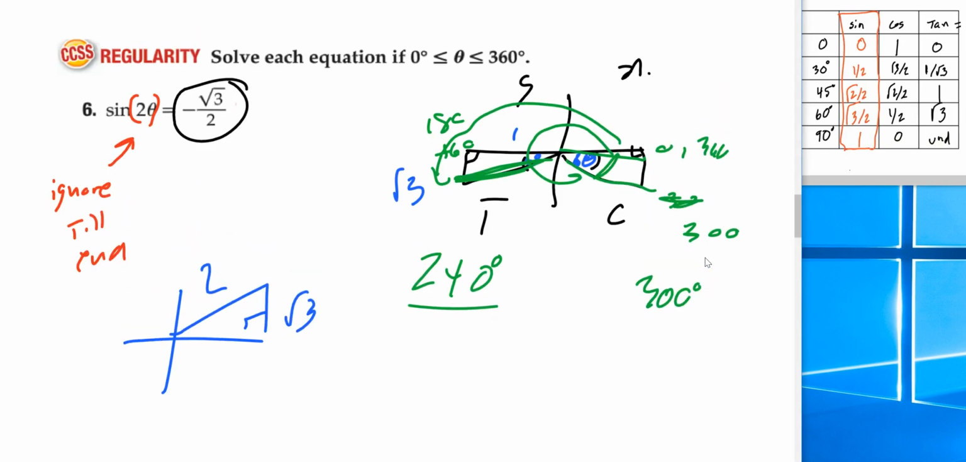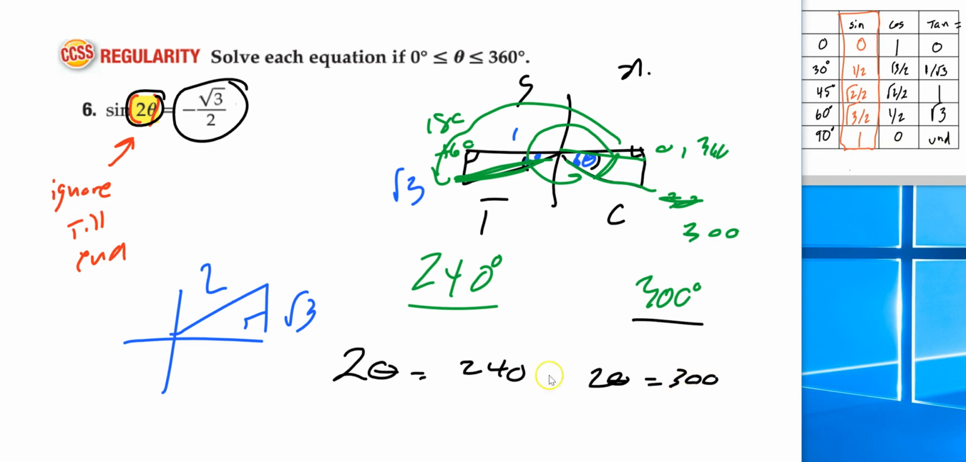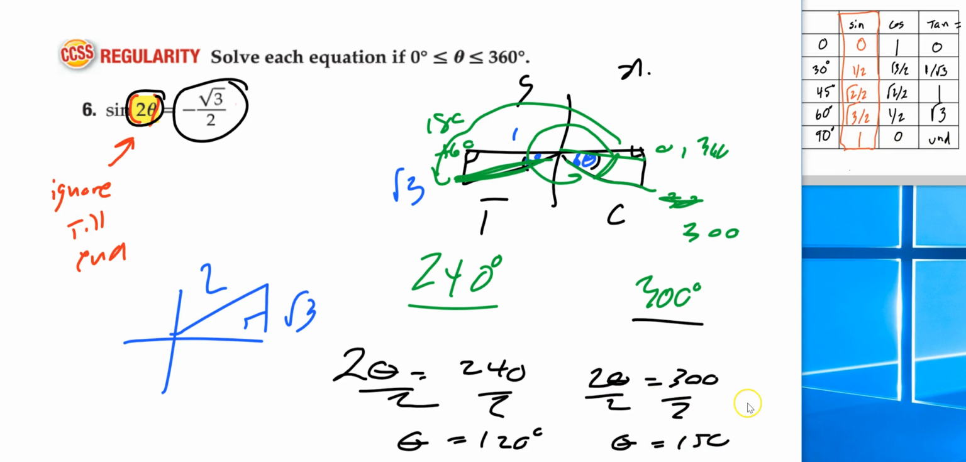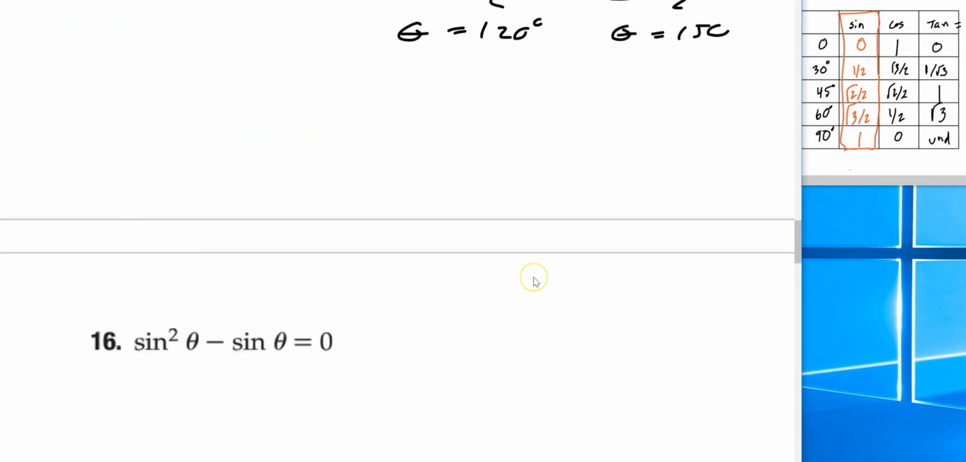Now I'm not done, because if you notice, I didn't use a 2. Now that's where we're going to use this. So how does that work? Well, the answers you got, this said equal to 2 theta. 2 theta equals 240, and 2 theta equals 300. Divide by 2. Theta equals 120. Divide by 2. Theta equals 150. We'll do a few more.